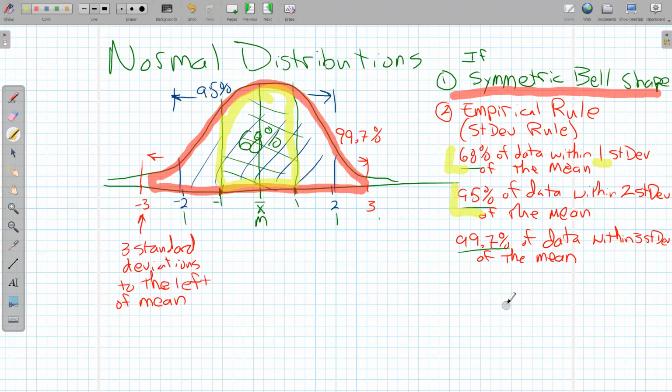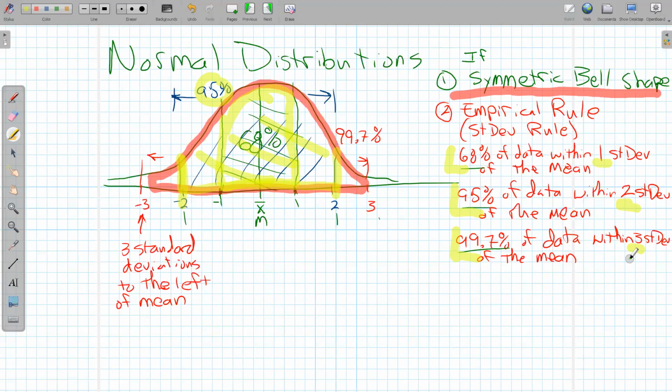If 95% of the data is within two standard deviations, so we collect all of the data that's this far to the left and this far to the right of the mean, and we count them up, that comes out to 95%. And 99.7% of the data is within three standard deviations.